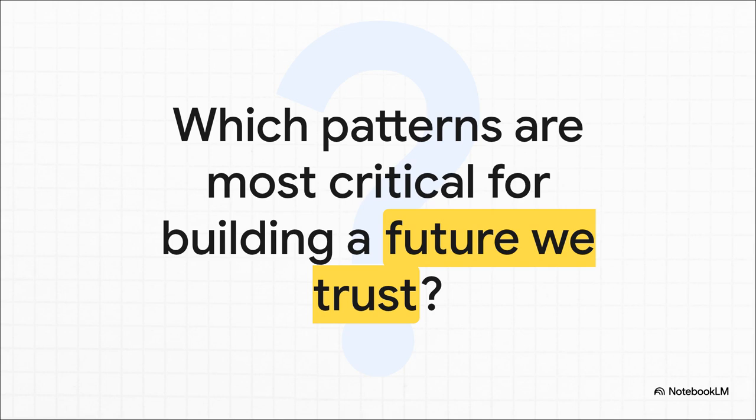And that brings us to the big picture. We now have the architectural plans to build some incredibly capable AI. But as these agents get more and more woven into our daily lives, the real question isn't just about what they can do, it's about whether we can trust them. So I'll leave you with this. Which of these patterns, the decision makers, the safety checkers, the collaborators, which one do you think will be the most critical for building a future we can actually genuinely trust?